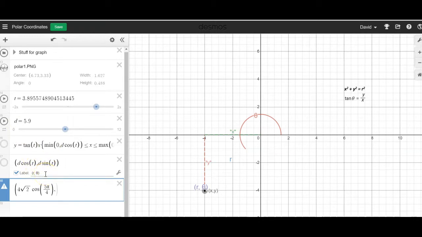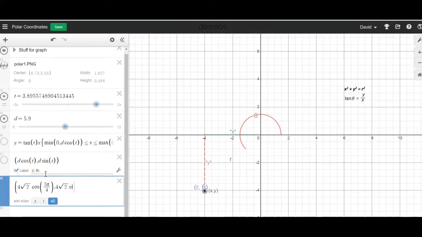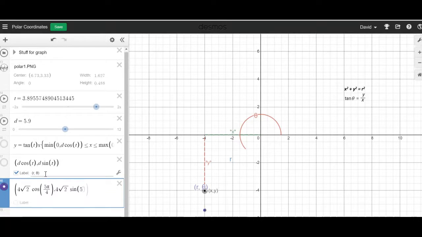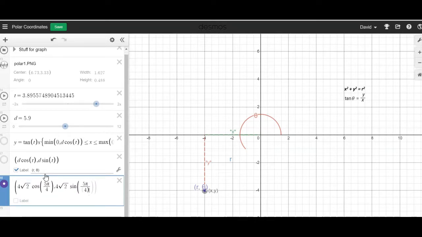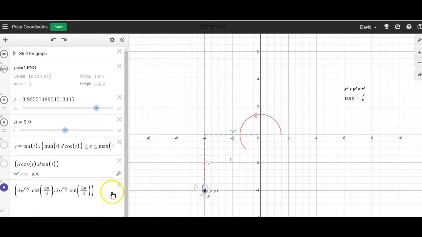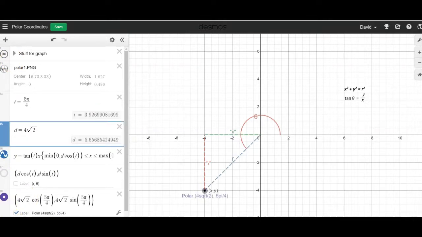r sine theta. r is 4 square root of 2 times the sine of 5 pi over 4. There. Alright. And I'm going to label this polar, so you can see that that's the point it's labeling. It's labeling the one that we just plotted there. Alright, and I'm going to pause this and take away. Alright, and there is how we get our polar coordinate from x and y.